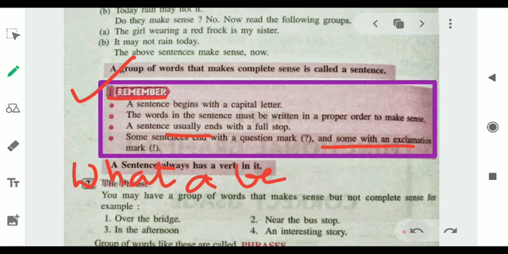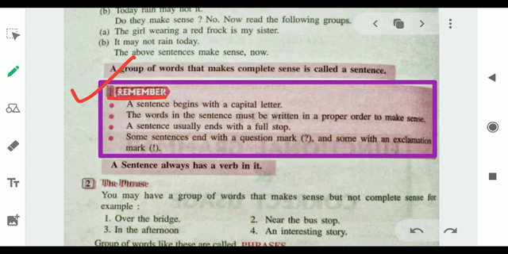Now, let me erase this so that we can come to the next highlighted part given below this box. You can see it over here. I have just highlighted it with my red marker. A sentence always has a verb in it. Yes, students, to write a sentence, it is important that it should have a verb. Verb is what? You all know that.